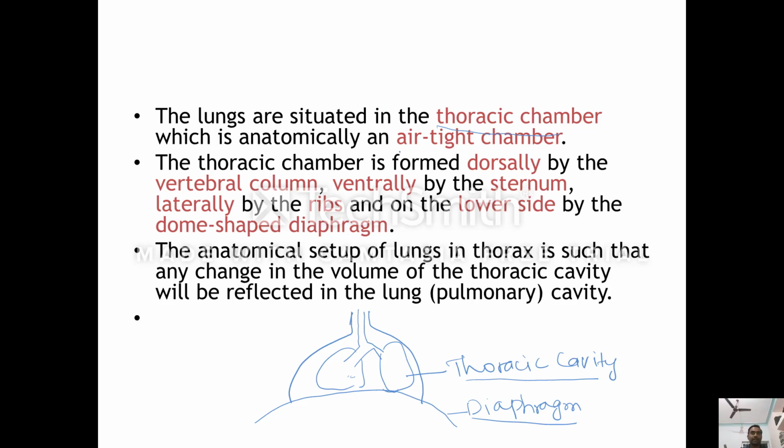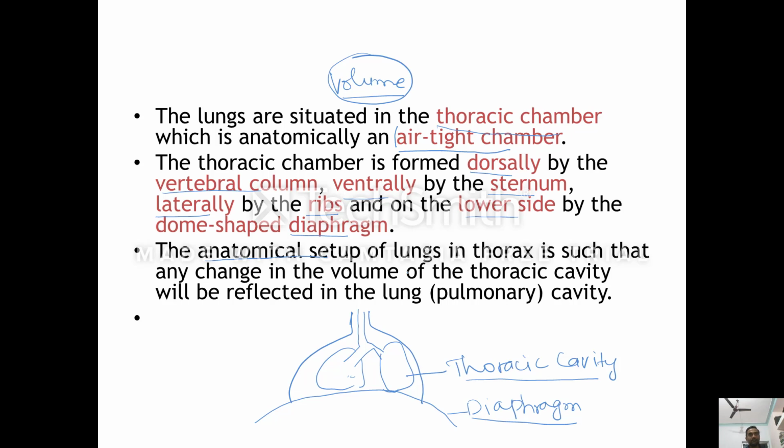The thoracic chamber is an airtight chamber. What is the importance of this airtight chamber? Whatever volume change occurs in this airtight chamber will be reflected as the same amount of change in the volume of the lungs. The thoracic chamber is surrounded by the vertebral column on the dorsal side, the sternum on the ventral side, the ribs on the lateral side, and the diaphragm on the lower side.